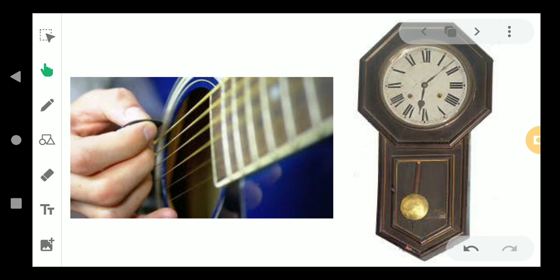Also, if the clock is working properly, after each second the motion of the clock is the same. That means how the second hand works: after each second, it makes a tick tick sound and moves forward. That means it covers equal distances in equal intervals of time. All these are periodic motions.